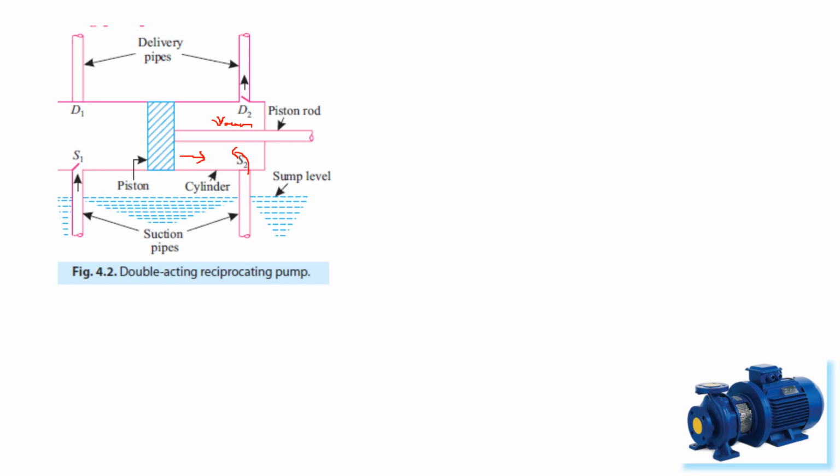Similarly, we get water inflow at the other side of the piston. I hope you understand the working of the double acting reciprocating pump. In a single acting pump we get only one discharge, whereas in a double acting pump, for each rotation, suction and delivery are both happening.